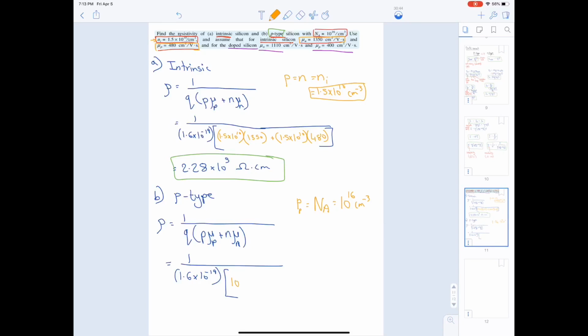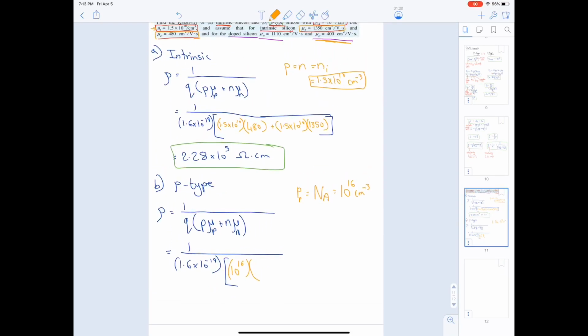So here we're going to plug in the number multiplied by mu p for the doped, which is 400. What did I do here? I think I swapped those two numbers, right? Here I should have written the mu p. I think I made a mistake. This should be 480 and this should be 1350, but it will give me the same answer.